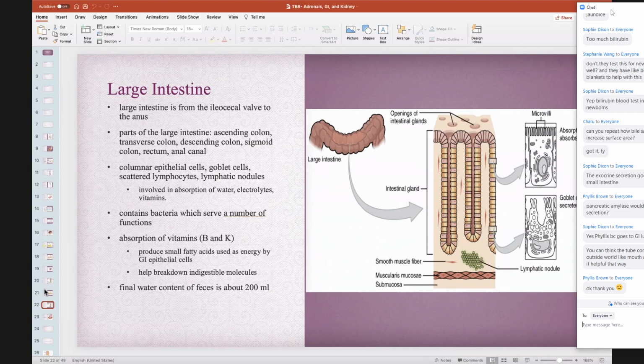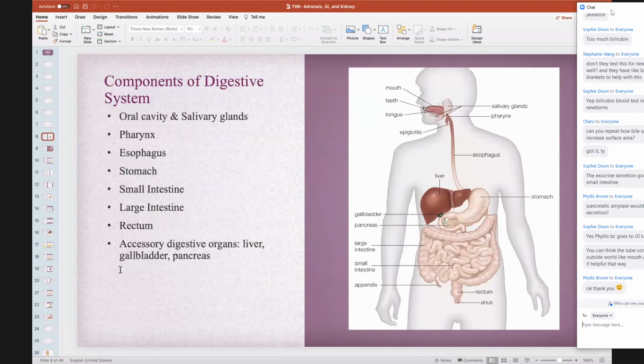Let's go back up to a different slide that might show it a little bit better. Okay, so we start here at the ileocecal valve. We have the ascending colon. It's ascending, right? It's going across the body now, the transverse colon, descending colon going down, sigmoid colon, then rectum and anus. And we also have the little appendix here that's hanging off the large intestine. We'll get into that in a second.